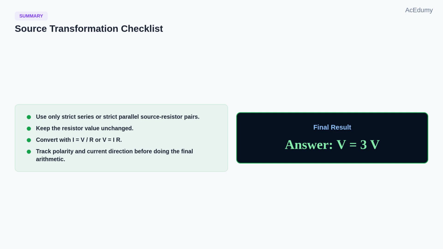The process is systematic. First, identify a source and resistor that are strictly in series or strictly in parallel. Second, convert with I equals V divided by R or V equals I times R, keeping the same resistance. Third, track polarity and arrow direction carefully. In this example, the downward 1 mA source is what makes the right Thevenin source have minus at the top. That sign is why the final output is 6 volts minus 3 volts, equal to 3 volts.